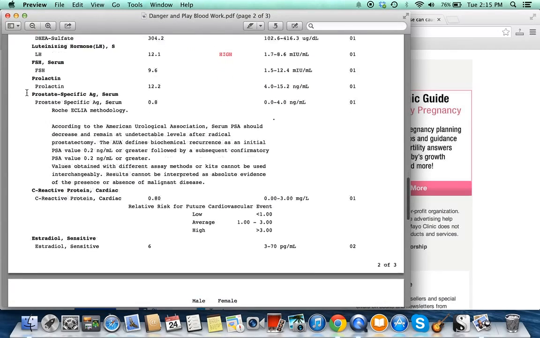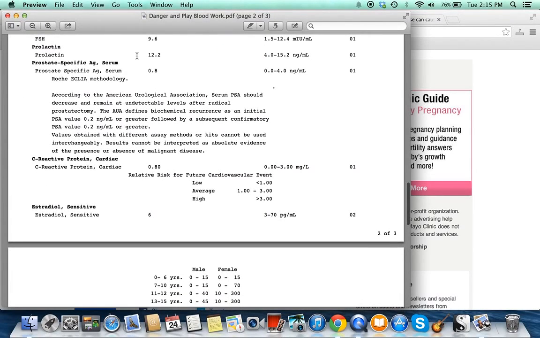Luteinizing hormone, follicle-stimulating hormone, we talked about prolactin. That's a hormone that causes women actually to produce breast milk. I'm within range.